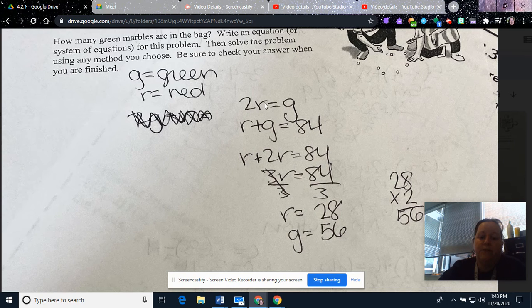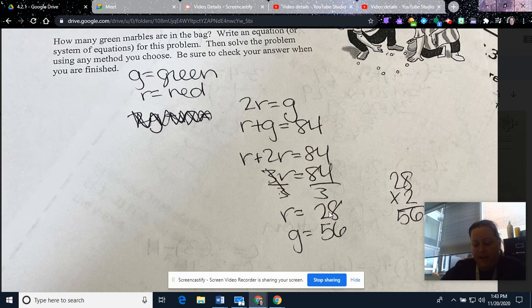So now you have 2R equals G, and then R plus G equals 84. I like to use substitution. So I know that G equals 2R. So when I see G, now I'm going to plug in 2R. R plus 2R is 3R. So I have 3R equals 84. Divide both sides by 3 and I get 28.